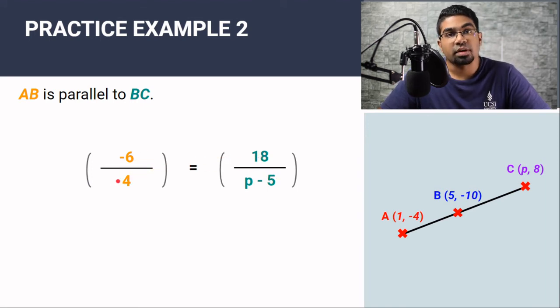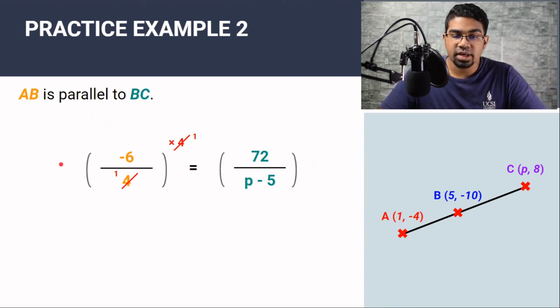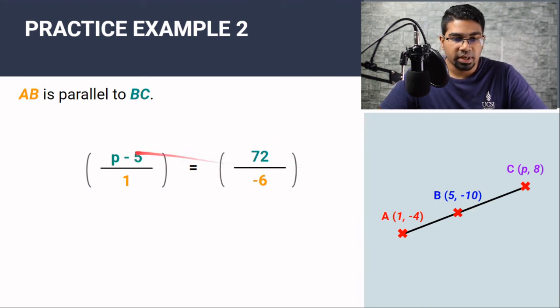You can choose to simplify first, but I don't want to simplify first. So I get rid of 4, multiply both sides by 4. 4 divided by 4 is 1. Here we get 72. What is essentially happening is we are switching places. What is really going on technically is we are multiplying both sides by p minus 5 and dividing both sides by negative 6. But the simple version is here we can swap because here is a fraction and a fraction. So what we get is p minus 5 and negative 6 is down here.